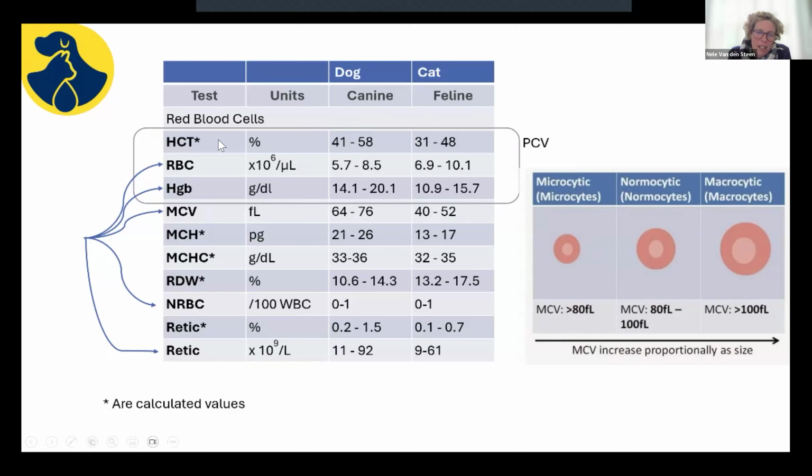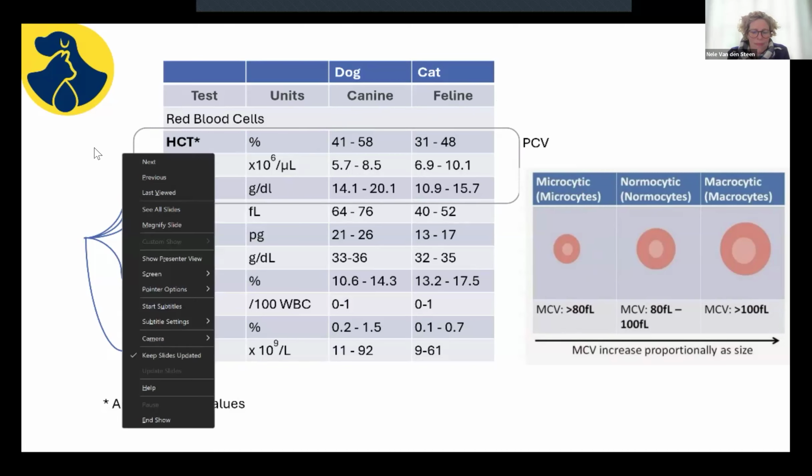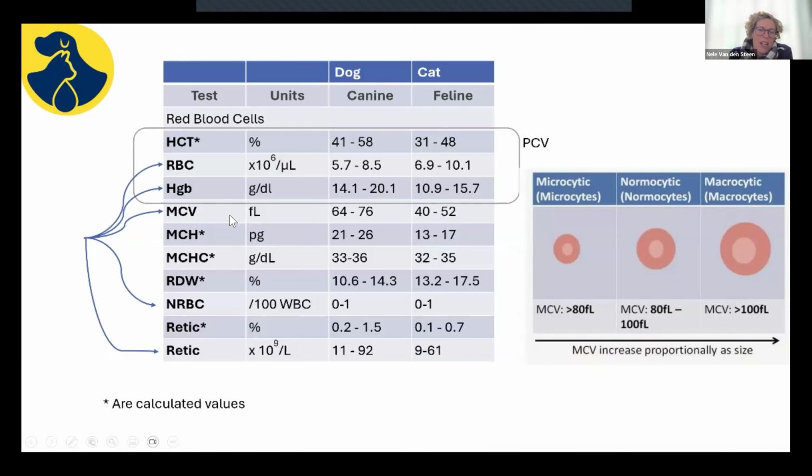Now, the rest of the values, including the hematocrit, are calculated values of your red blood cell indices. Now, I haven't included your nucleated red blood cells because it will measure those and your retic count. Okay. So it's worth remembering that your hematocrit is a calculated value and it calculates it through multiplying your hemoglobin and your mean corpuscular volume. So if either one of these will go up, and we'll talk about that in a minute, your hematocrit might be falsely elevated as well.